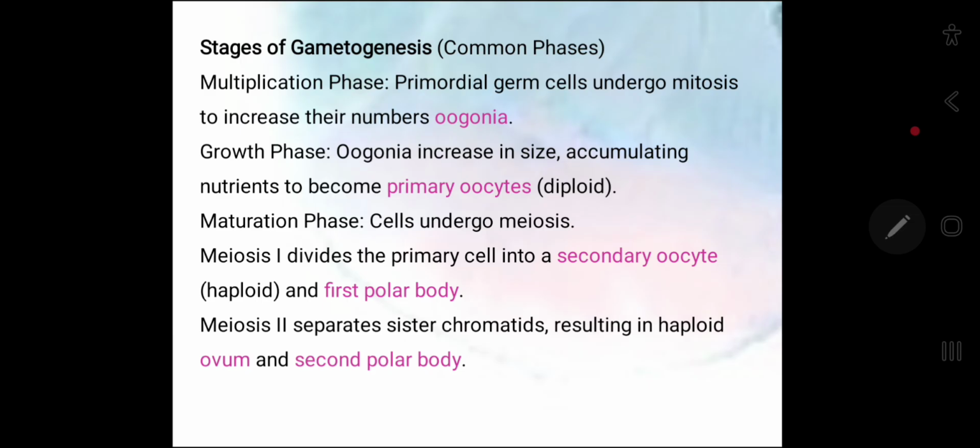They will start their first meiotic division but will be arrested in prophase 1. This first meiotic division will be completed at puberty, producing a secondary oocyte and first polar body, both of which are haploid. But the secondary oocyte retains a large amount of cytoplasm and will continue to enter the second meiotic division, while the first polar body will degenerate by apoptosis. The second meiotic division will result in a mature ovum and a second polar body, both of which are haploid. The second polar body will degenerate and the ovum will be ready for fertilization.